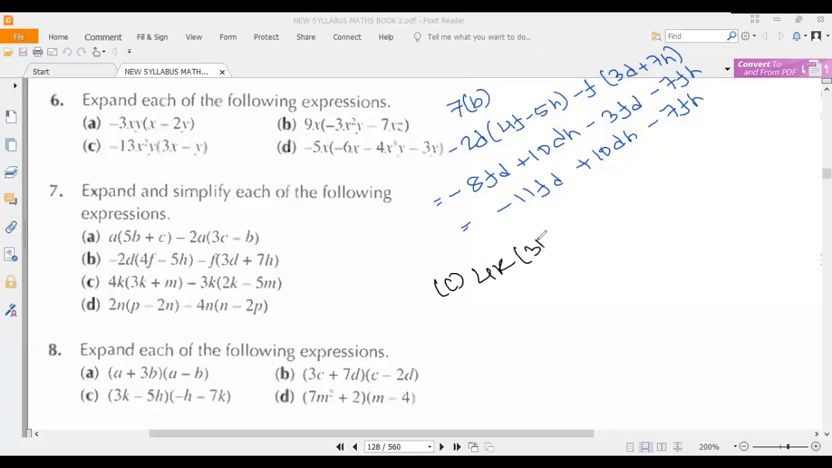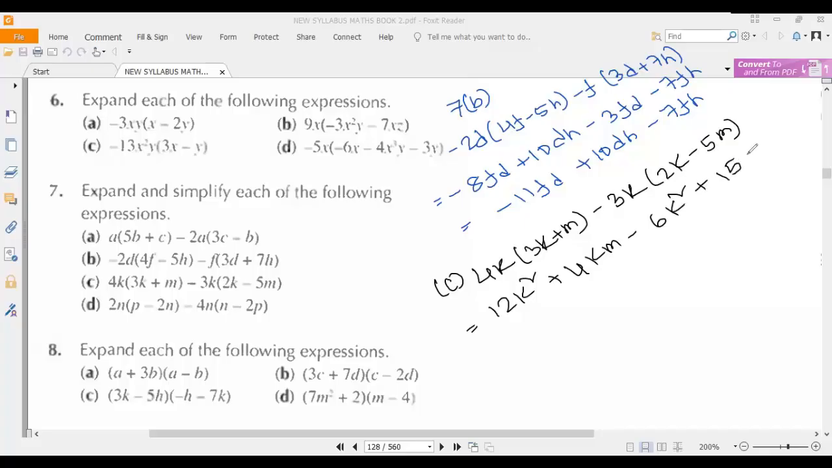Now 7c. 4k into 3k plus m minus 3k into 2k minus 5m. 4 threes are 12, k into k square, plus 4km, minus 3 twos are 6 k square, minus a plus 3 fives are 15km. So 12 minus 6, 6k square, plus 4 plus 15, that means plus 19km.